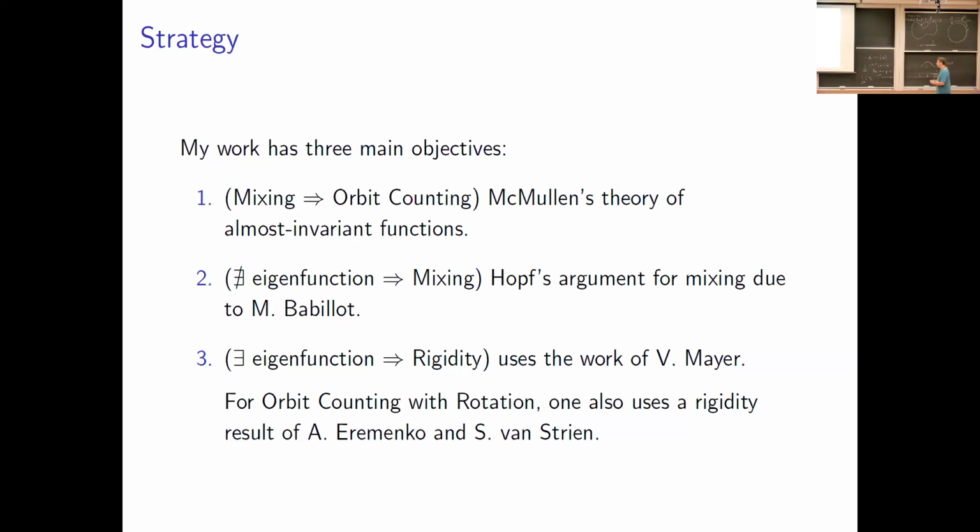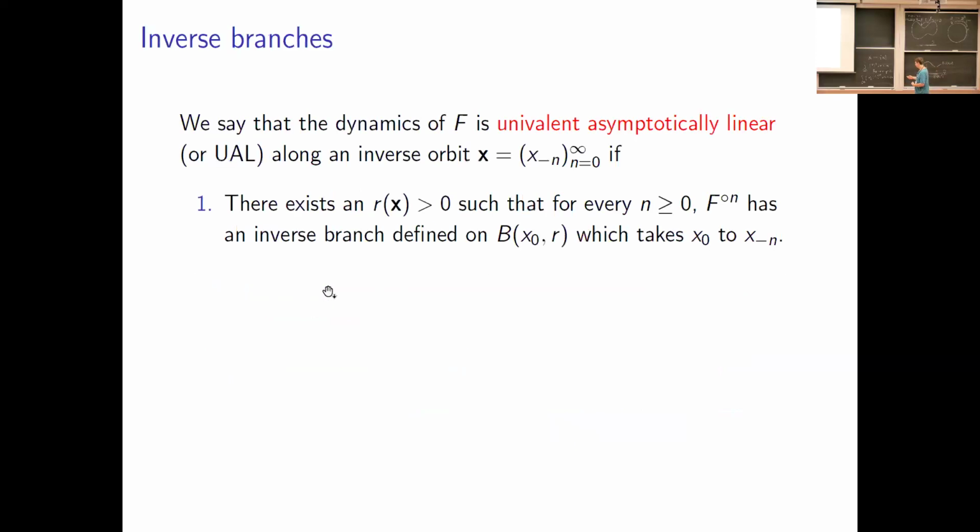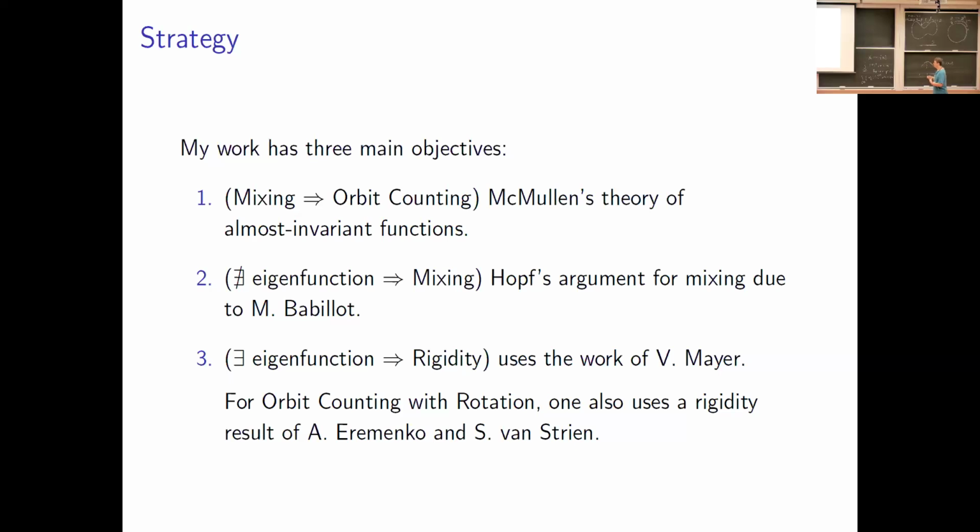The second objective is to say that if you don't have eigenfunctions, if the functional equation has no non-trivial solutions, to get mixing, we use an argument due to Martin-Babillot. And finally, the third step, to go from the existence of eigenfunctions to the rational map being exceptional. We use the work of Walker-Meyer.